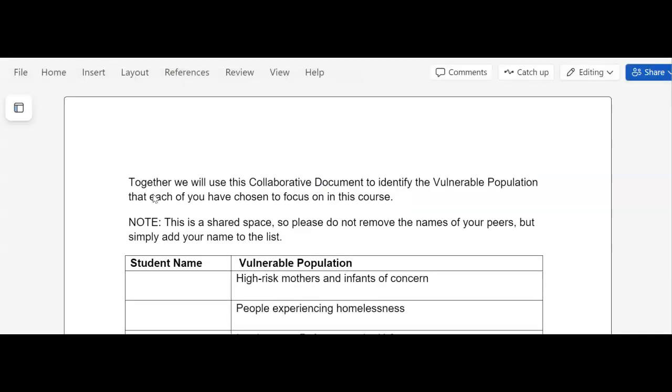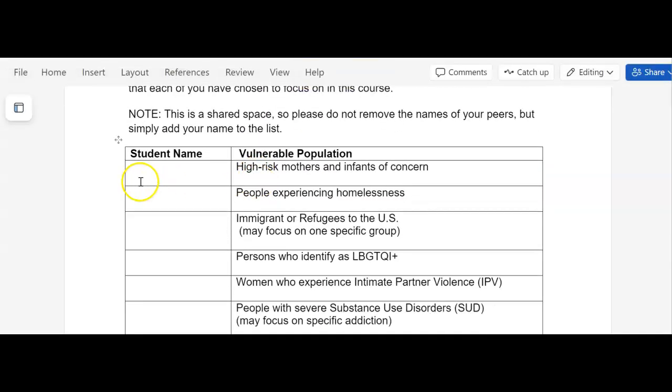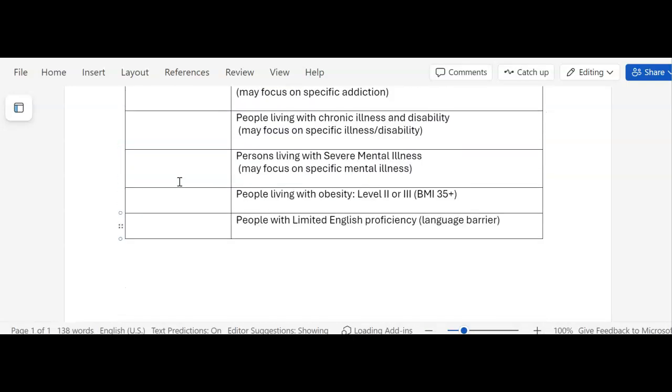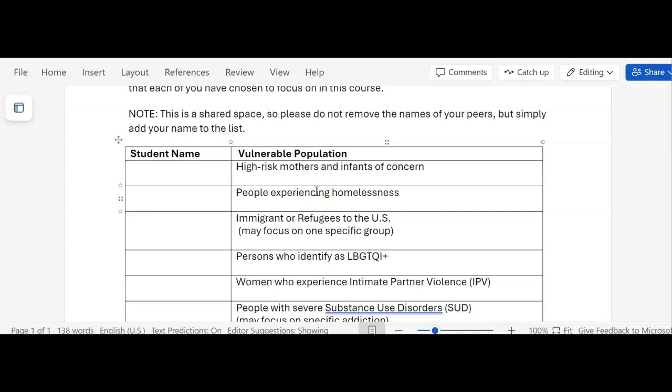You're going to select your vulnerable population. And what do I mean? This is a collaborative document. So you're going to sign up, just by writing your name in here, for one of these populations that you're going to develop expertise in. If you already have expertise in a group, maybe you want to go on to a different group so that you're really learning through this.